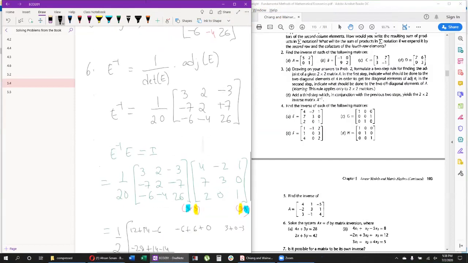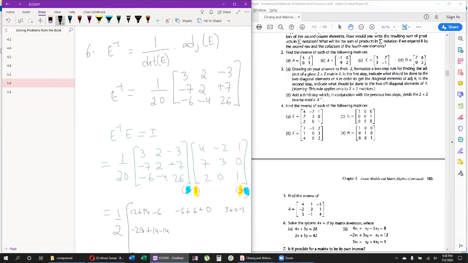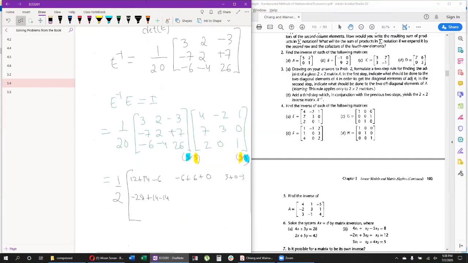This is a plus 7. And this is a plus 7. As a result, what we get is minus 28 plus 6, plus 14, plus 14.